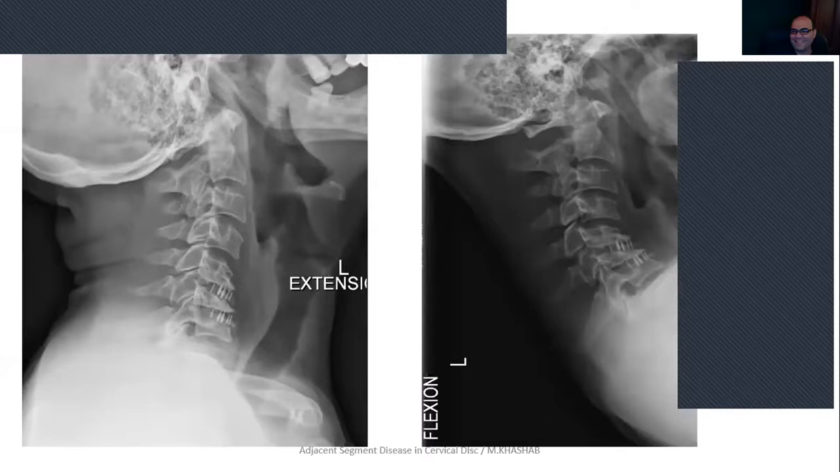Yeah, good point. I think he was still not showing a solid fusion, as you could see between the dynamics. You could see that level is still collapsing, and it changed the alignment. You can see the difference between the extension and flexion, and simply by distracting it and applying a cage adjacent level and realigning things with the contouring plate, we're able to get the proper alignment.